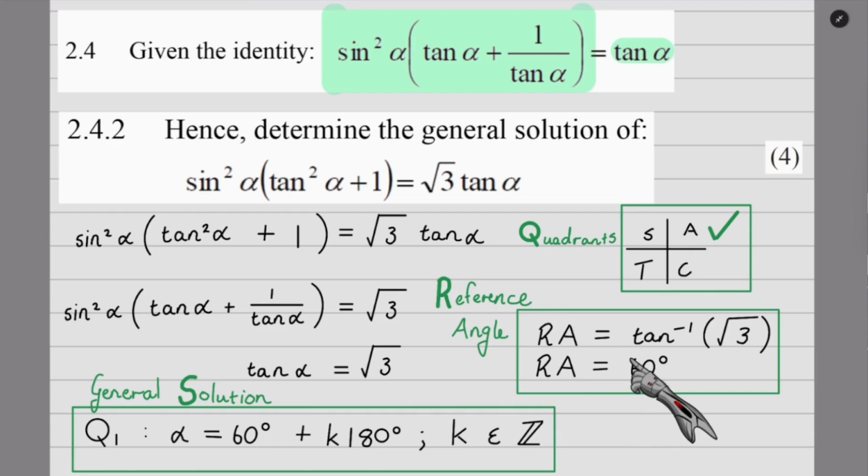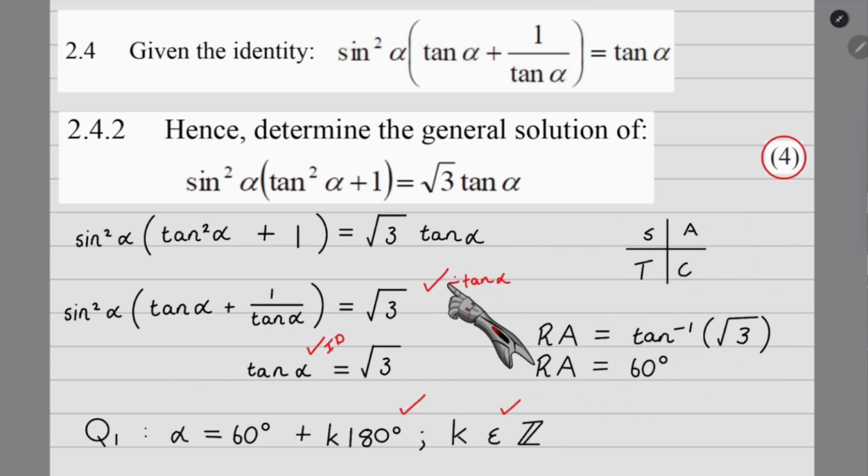Okay, let's have a look where the four marks are coming from. The first mark comes from dividing by tan of alpha. Second mark comes from using the identity to change the left hand side to a tan of alpha. Third mark comes from the general solution, and the fourth mark comes from k being an element of the integers.